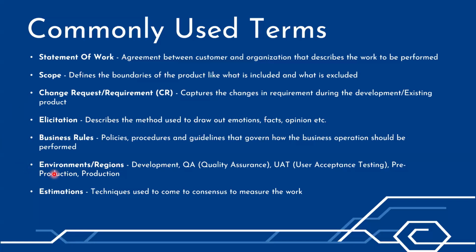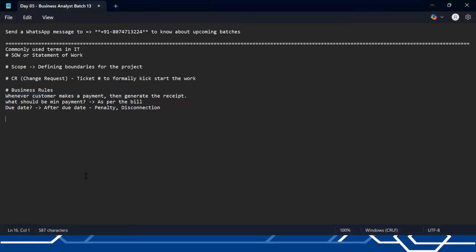The next one is environment or regions. Another term that you will be hearing more often. Environment or region are basically used for parallel development. This is to enable parallel development. Now, what is this parallel development? So let's say I have my software available at a server.